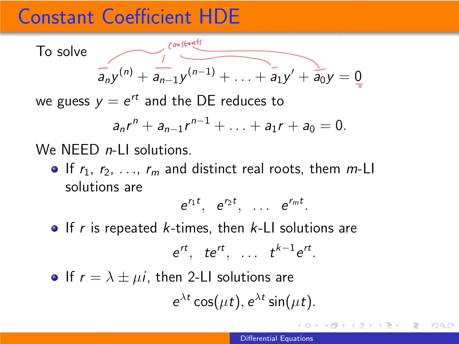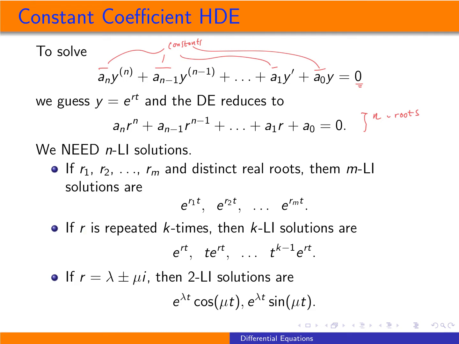And what we need to do to find the general solution is determine n linearly independent solutions. But recall, an nth degree polynomial will have n roots. And based upon those n roots, we somehow form our n linearly independent solutions. These 3 bullets below outline that process. When there are some number of distinct roots, we simply take e to the r1t, e to the r2t, all the way through e to the rmt. Those would be m, whatever number of distinct roots we have, linearly independent solutions.